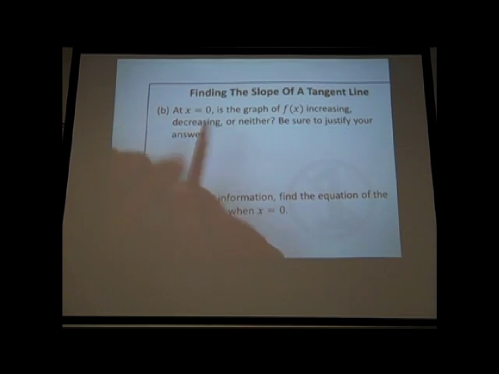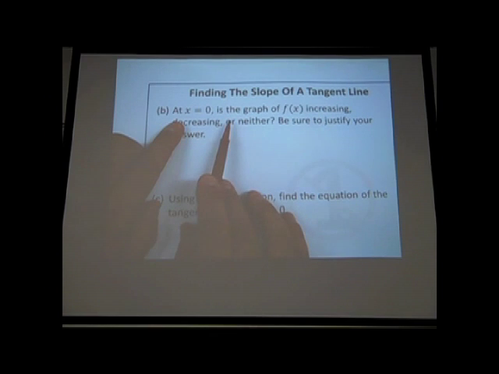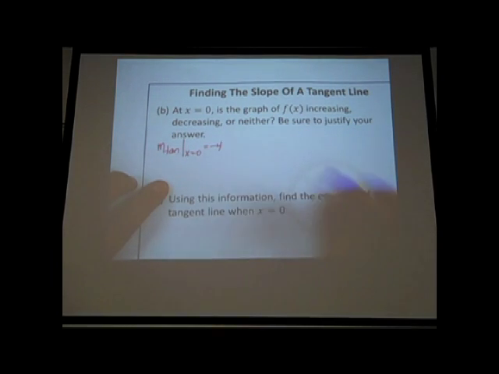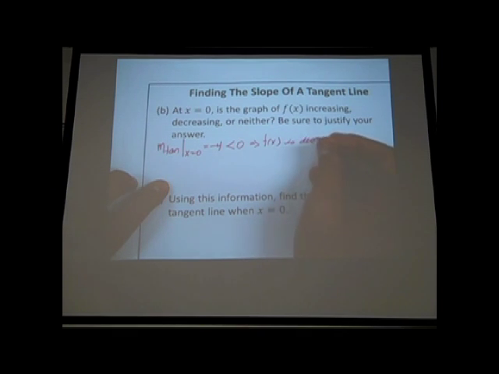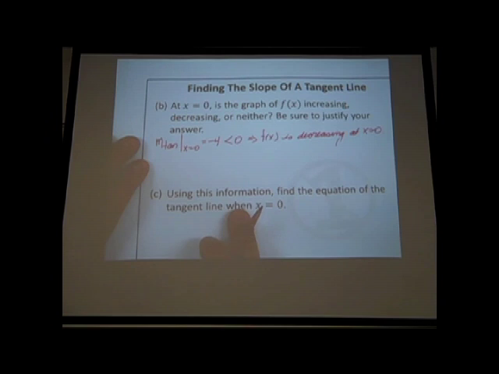Part B. At x equals 0, was the graph of f(x) increasing, decreasing, or neither? Well, we showed that the slope of the tangent line at x equals 0 is negative 4. So since that is less than 0, that would tell me that f is decreasing at x equals 0. Done. Nice and easy.